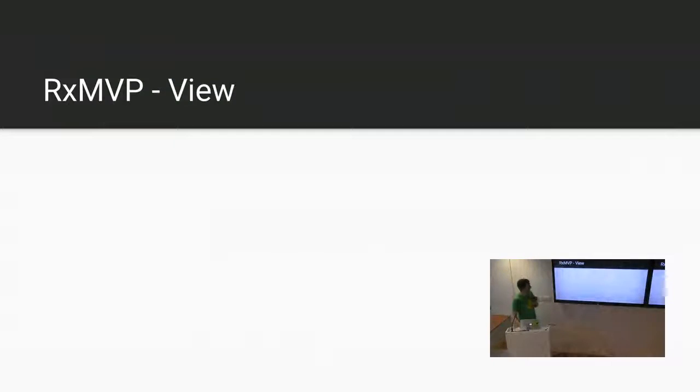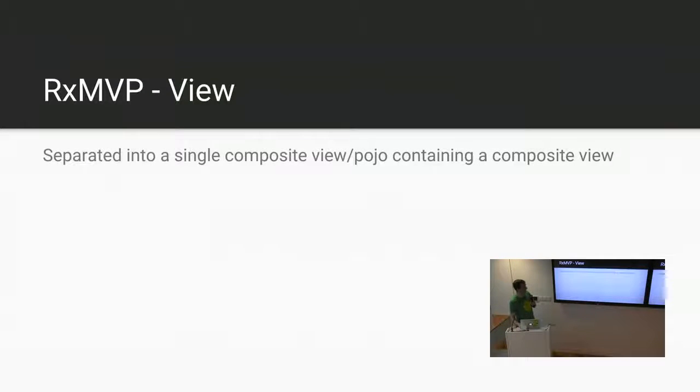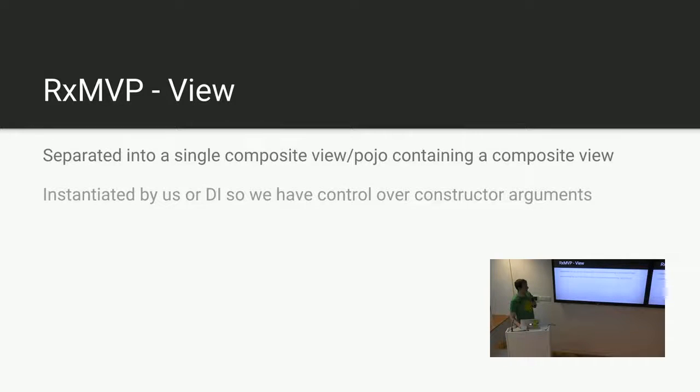So if you actually talk about the view a little bit, it's, as I said, separate into a single composite view. If that doesn't work for you, you can also just create a standard POJO or just have an object in general and have that contain your view and then just figure out a way of getting that into the activity. It's instantiated by us or dependency injection, not by view inflation. This means we have full control over constructor arguments, so you can actually pass in like Picasso instances and stuff that are only contained to the view.